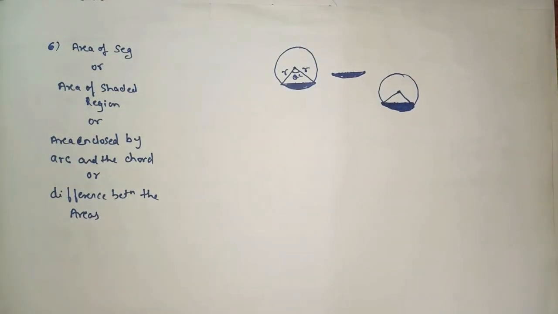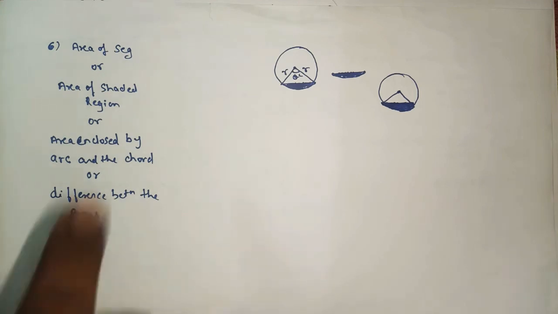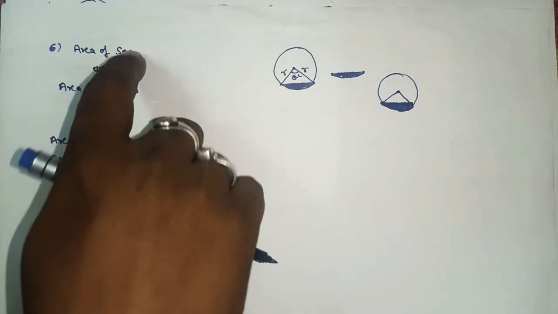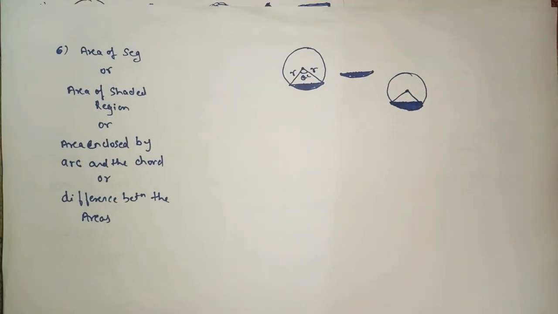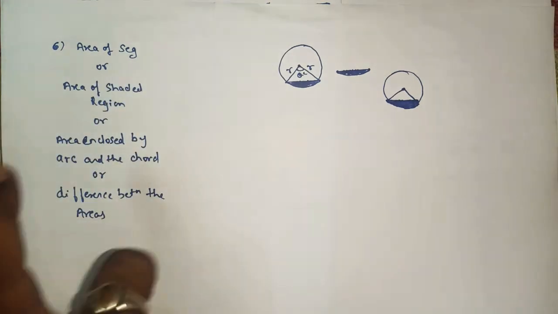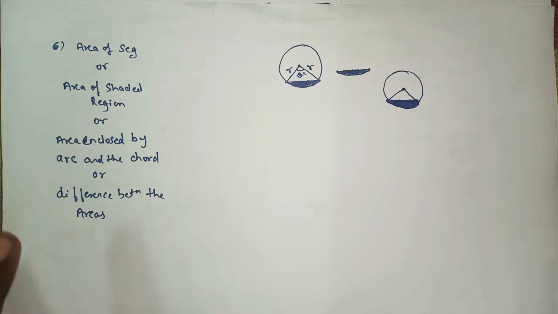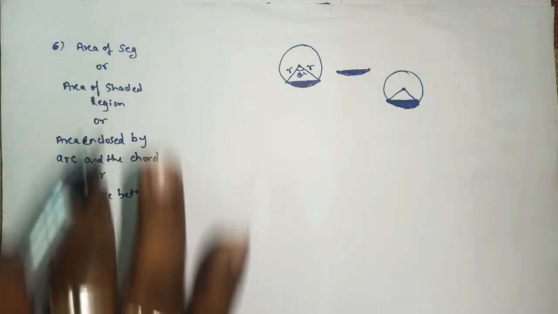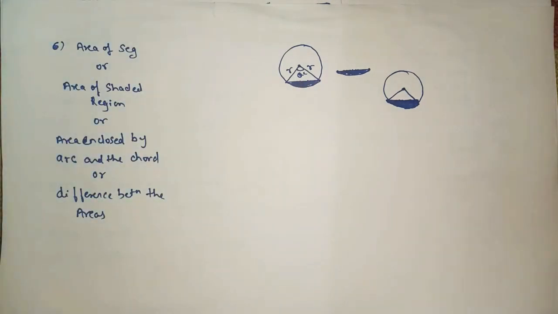Yes or no? Sometimes in the question they will say that you have to find the area of the segment. Sometimes this area of segment will be replaced by the words area of shaded region. Sometimes it will be replaced by area enclosed by the arc and the chord, or sometimes they will say that you have to find the difference between the areas. In simple language, all the meanings are the same. The formula will be the same for all the four parts. And what is the formula? We'll see.